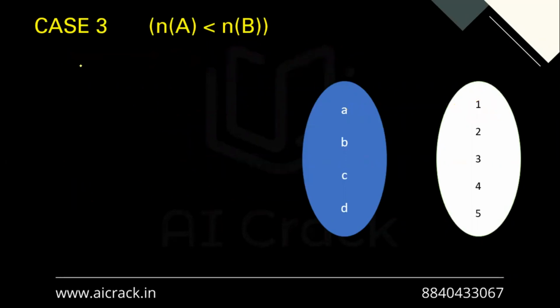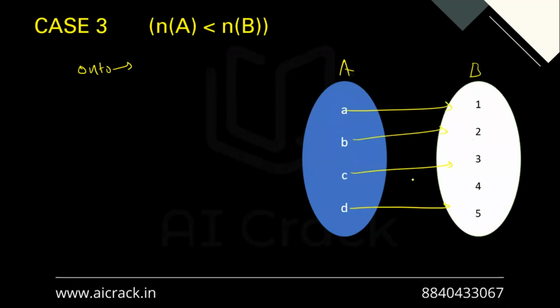Now let's talk about onto. In case of onto, we know that no matter what we do, we cannot fill out these elements. We cannot map these elements completely. Let's say this is the maximum case. We are mapping one element of A with one element of B. But still, this 4 is going to be left behind, because we have just 4 elements over here.